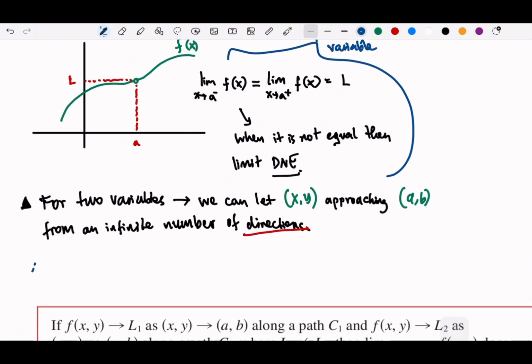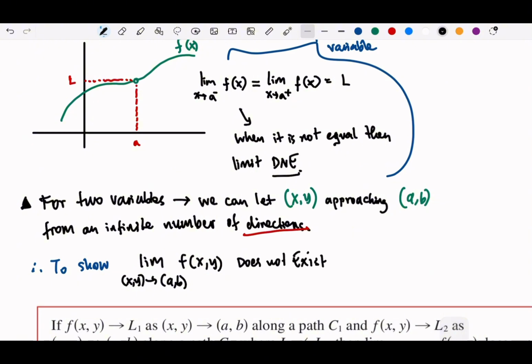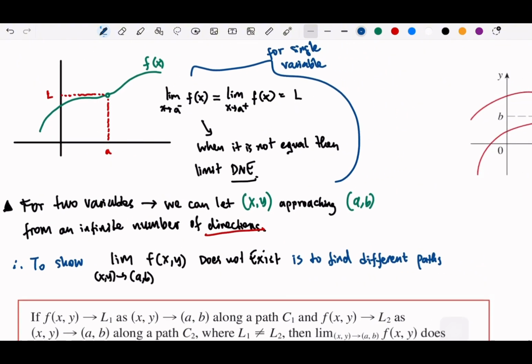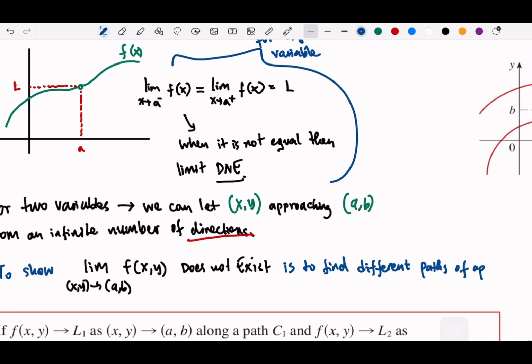So let me write here, one way to solve or to show that the limit of f(x, y) as (x, y) approaches (a, b) does not exist is to find different paths of approach along which the function has different limits. Okay.